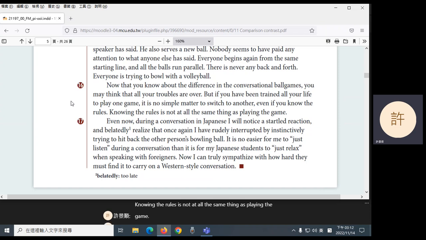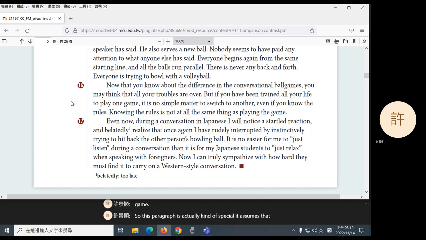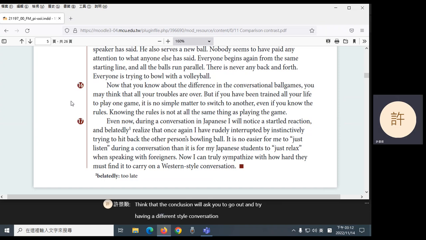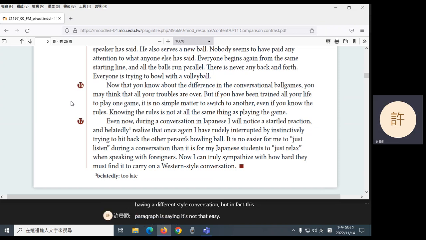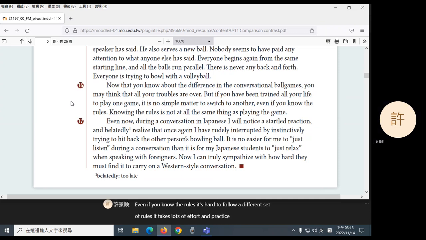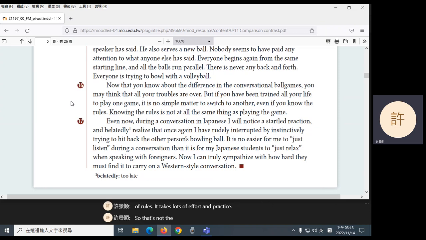So this paragraph is actually kind of special. It assumes that you, the reader, think that the conclusion will ask you to go out and try having a different style conversation. But in fact, this paragraph is saying it's not that easy. Even if you know the rules, it's hard to follow a different set of rules. It takes lots of effort and practice. So that's not the real conclusion. That's not what the author really wants you to do.